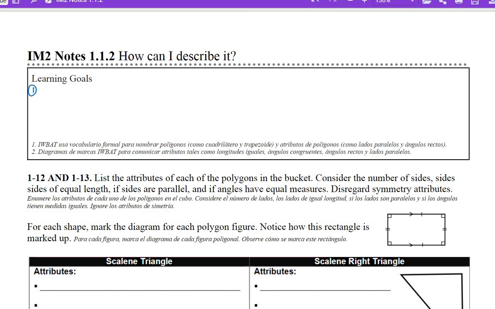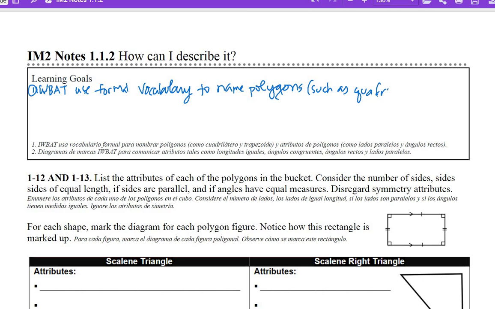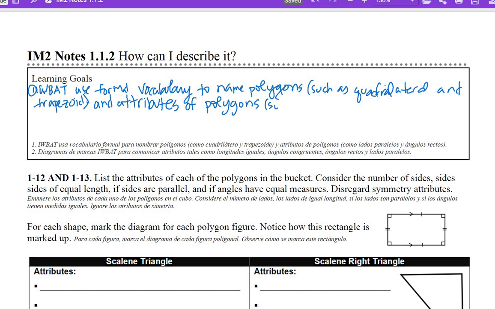Learning goal 1: I will be able to use formal vocabulary to name polygons, such as quadrilateral and trapezoid, for example, and attributes of polygons, such as parallel sides and right angles.